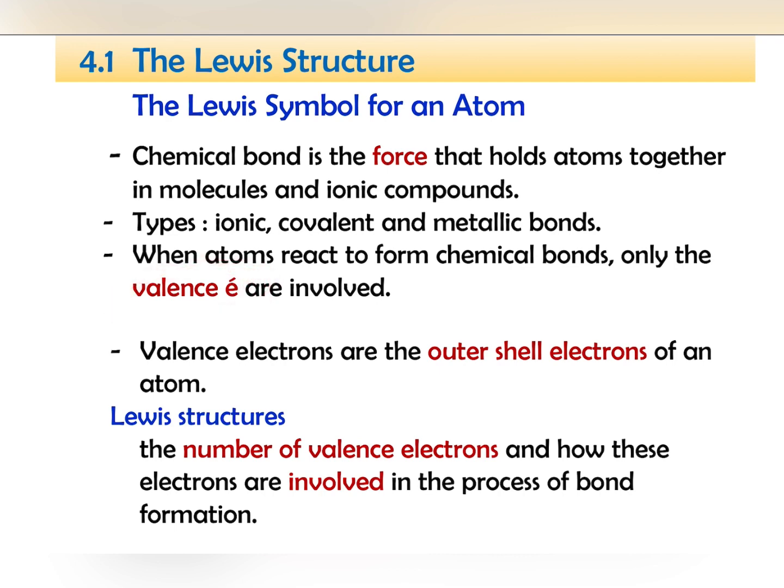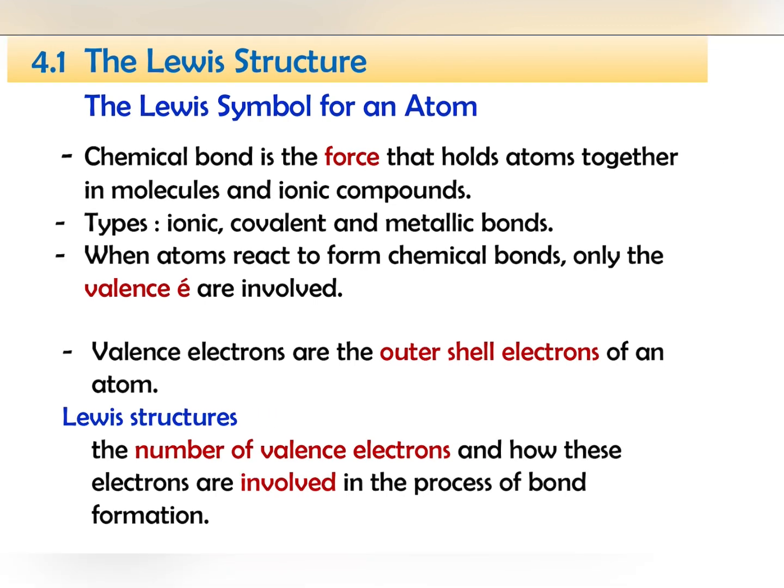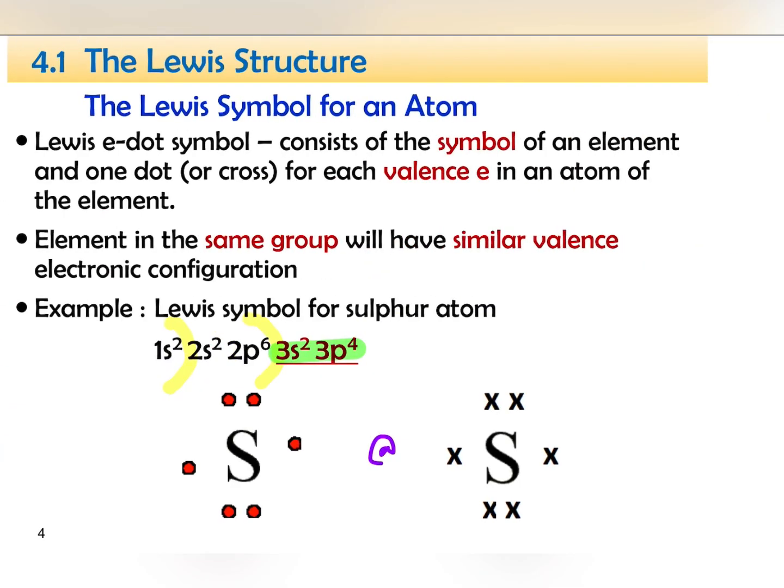Okay, so sebab tu pentingnya kamu tahu how to write the electronic configuration. So macam mana nak tentukan valence electron of that atom. Okay, so valence electrons are the outer shell electrons, outermost electrons yang paling luar sekali for that specific atom. So Lewis structure will show the number of valence electrons and how these electrons are involved in the process of bond formation. Right, so let's have a look at Lewis dot symbol.